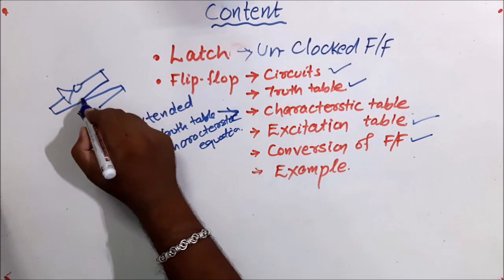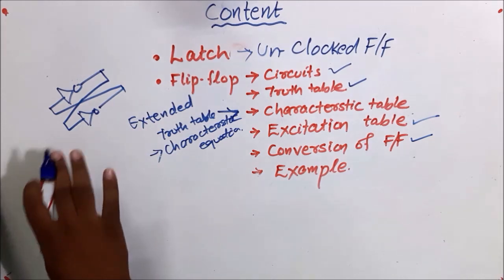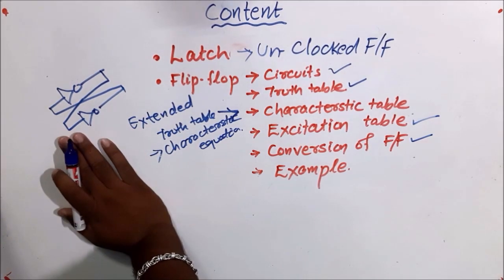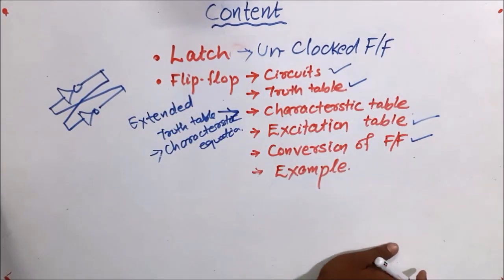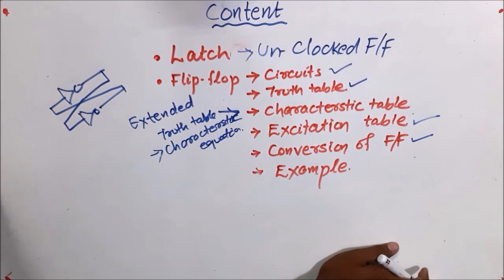The output of the inverter is connected to the input of the other, like this. This is a latch. Latch means to lock something. The output is locked, that is why it's called a latch. And you can see here there is only one input line, so where do we give the clock pulse?